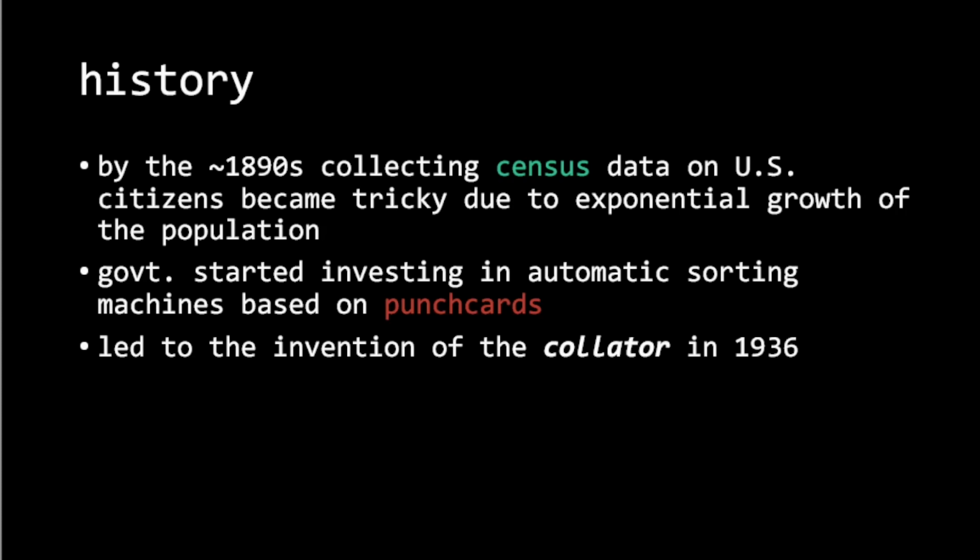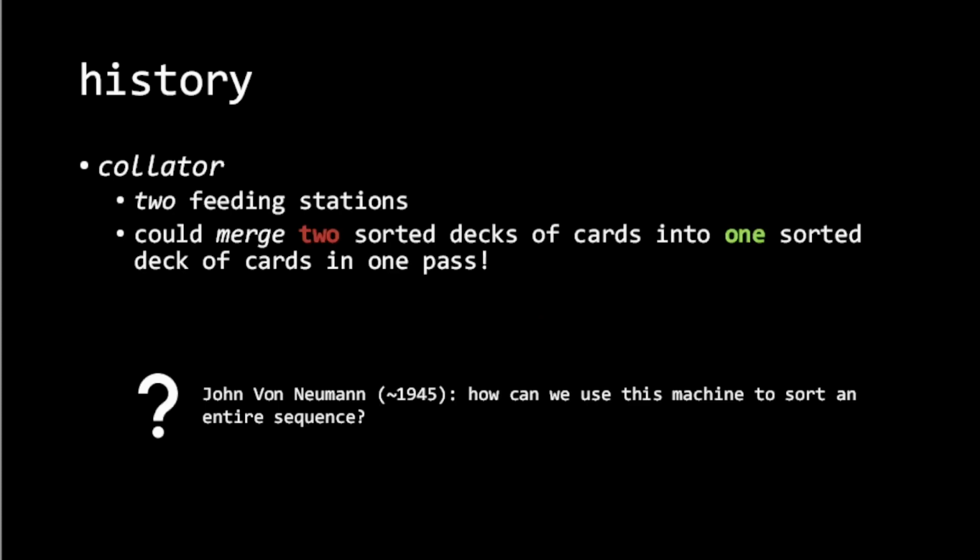There was a sequence of machines, but ultimately, before mergesort, it led to the idea of the collator in 1936. And this was a very interesting machine because it had two feeding stations. It had two inputs for the punch cards that represented the population data, and it could merge two sorted decks of cards into one sorted deck of cards. So the key here is that it could merge two sorted decks into one sorted deck. So it could merge them, right?